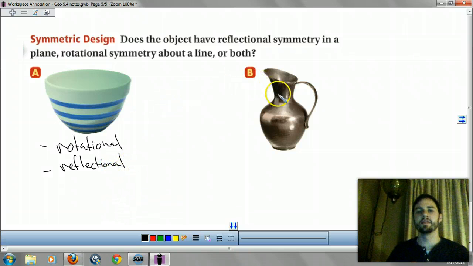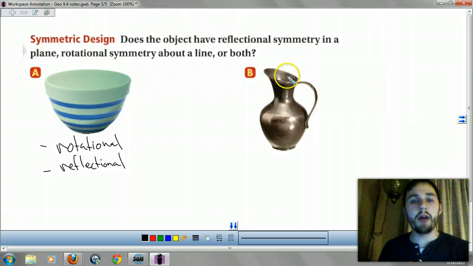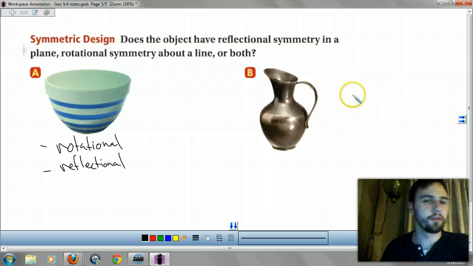Now you have this face. Now I spin it, but that mouth is going to go around, and there's a handle, so no rotational. There will be a reflectional. You can cut it in half.